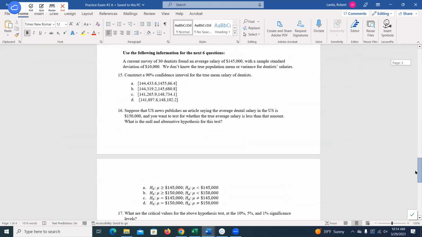I forgot to delete this one. So let's start out with number 15. All right, so we've got dentist salaries here, I think.